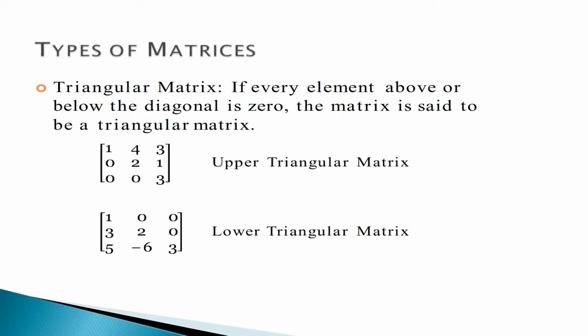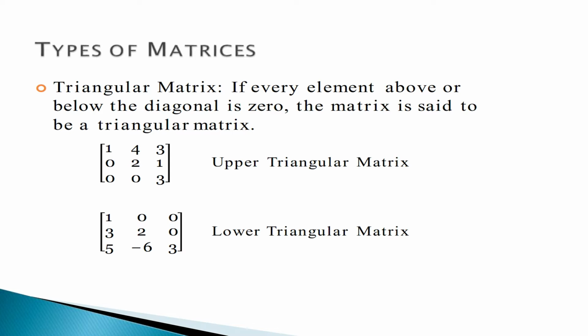Next is the triangular matrix. A triangular matrix is of two types: one is the upper triangular matrix, and the other is the lower triangular matrix. What is an upper triangular matrix? In a square matrix, if the leading diagonal elements and the elements above the leading diagonal are non-zero and the other elements are 0, it is known as an upper triangular matrix.